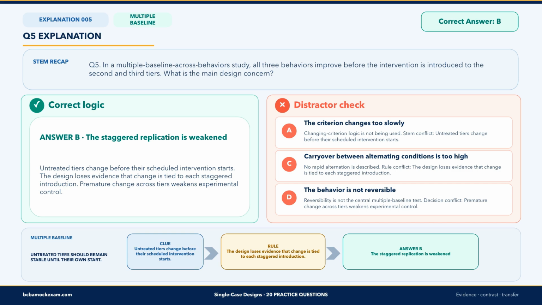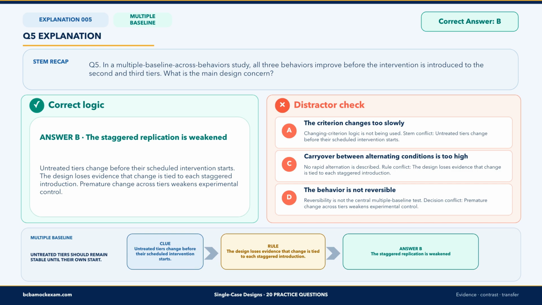Changing criterion logic is not being used. Another route changes the relation. Carryover between alternating conditions is too high. No rapid alternation is described. The remaining route deserves the same check.